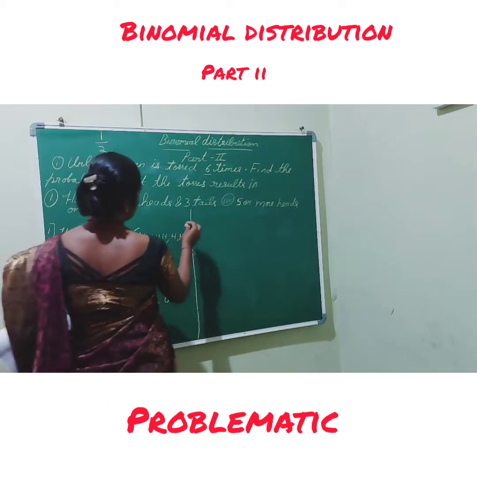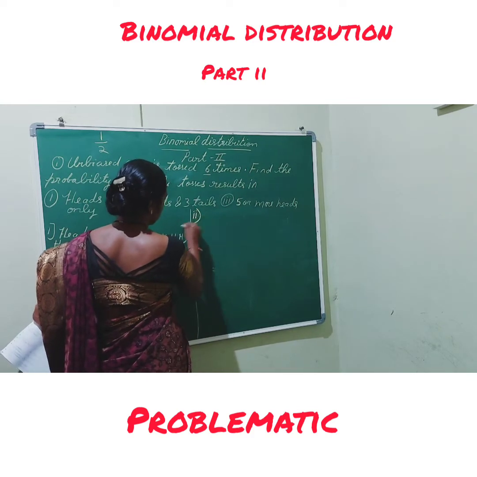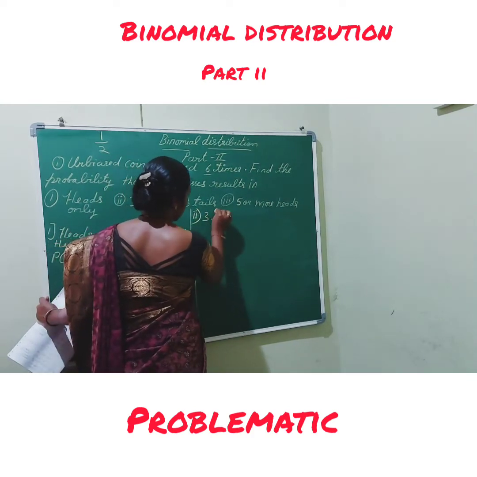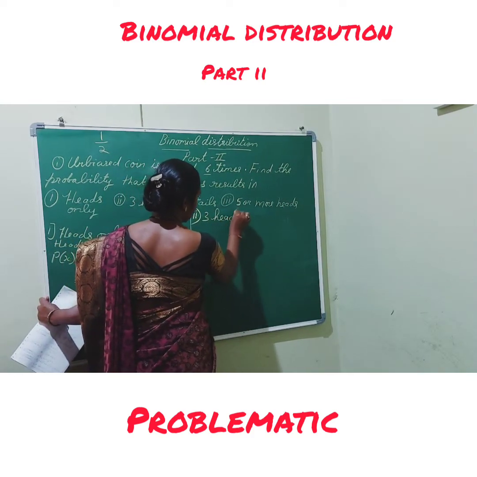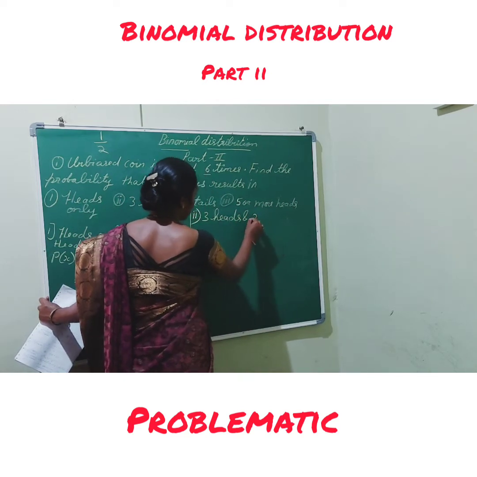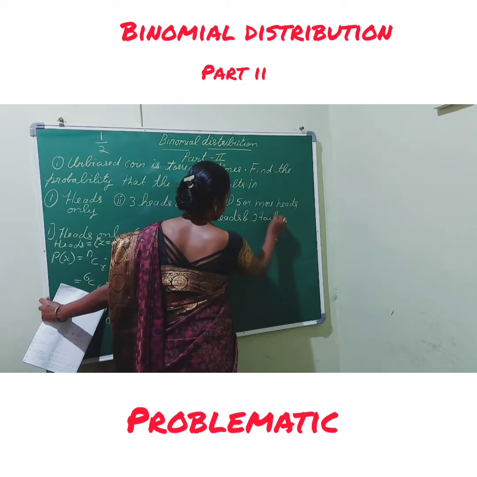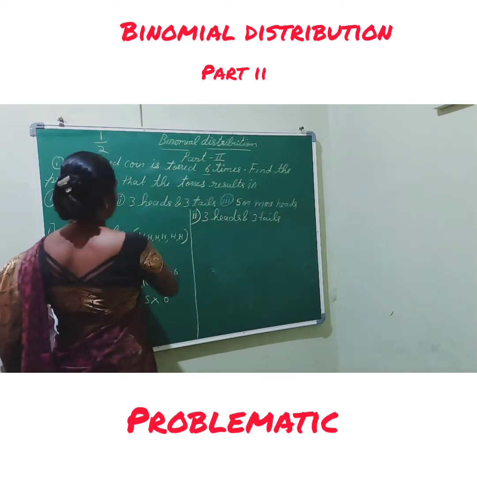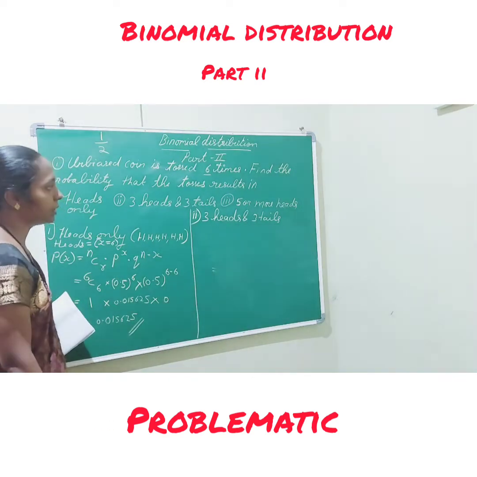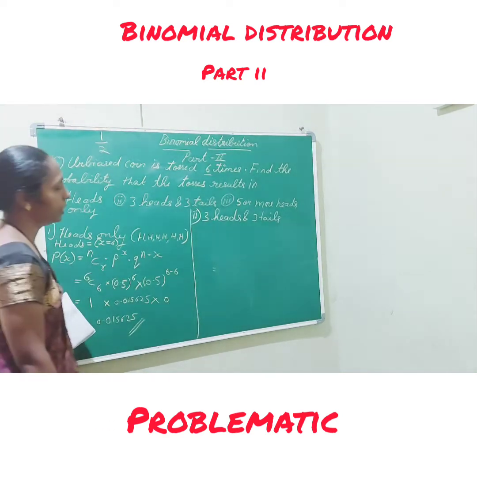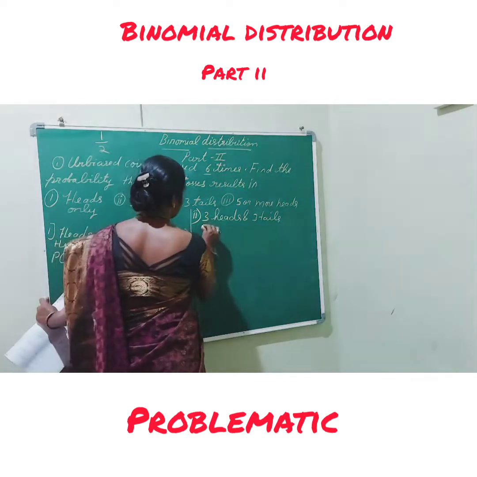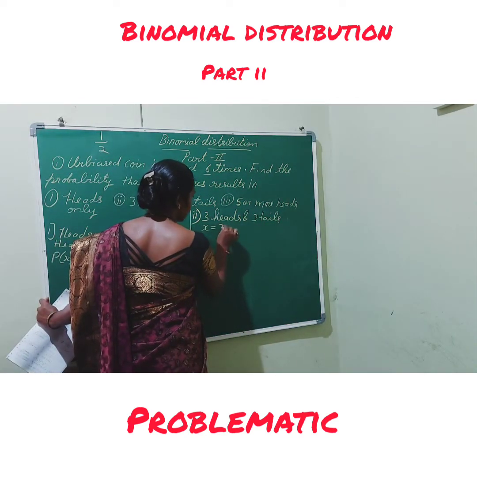So the second one is, they have asked what? 3 heads and 3 tails. So your second one, 3 heads and 3 tails. So either 3 heads and 3 tails will come. So now my x value will be 3.